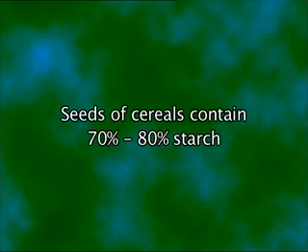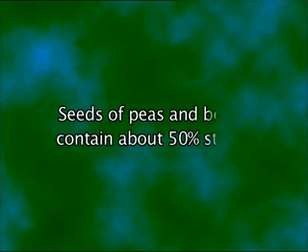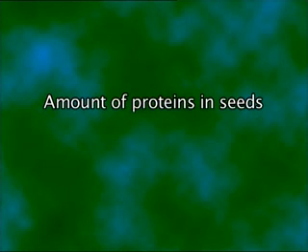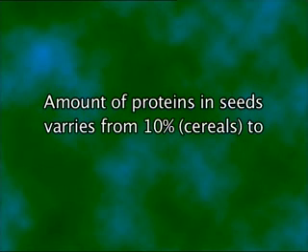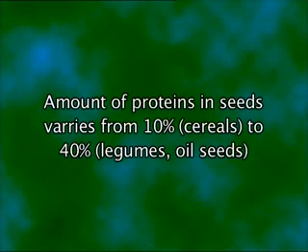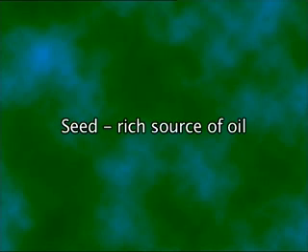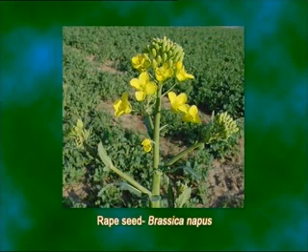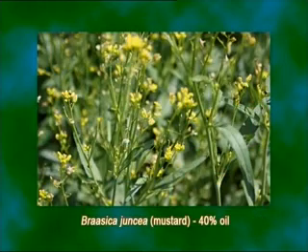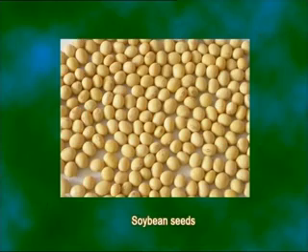On dry weight basis, seeds of cereals contain 70 to 80% of starch. Those of peas and beans about 50%. Similarly, the amount of protein present in seeds varies from 10% in cereals to 40% in certain legumes and oil seeds of the dry weight, forming a major source of dietary protein. The seeds are also a rich source of oils. For example, the seeds of rape mustard yield 40% of oil, and those of soybean 20%.